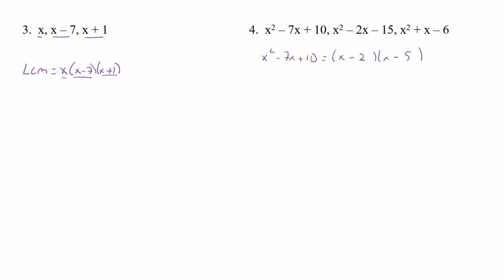Because 2 times 5 is 10, and 2 plus 5 is 7. So that's the factoring there.